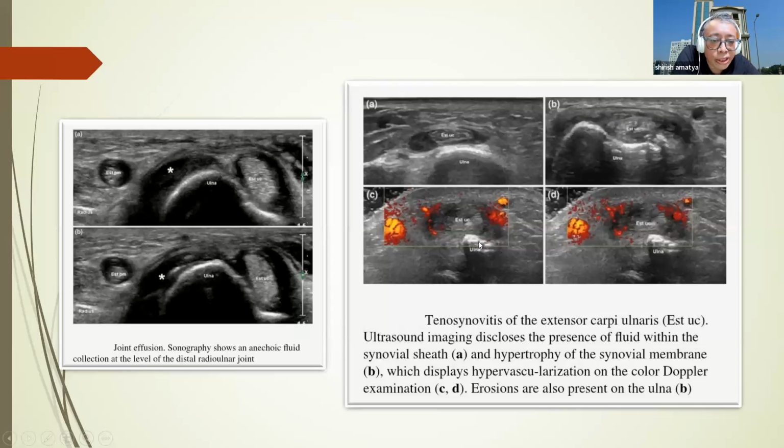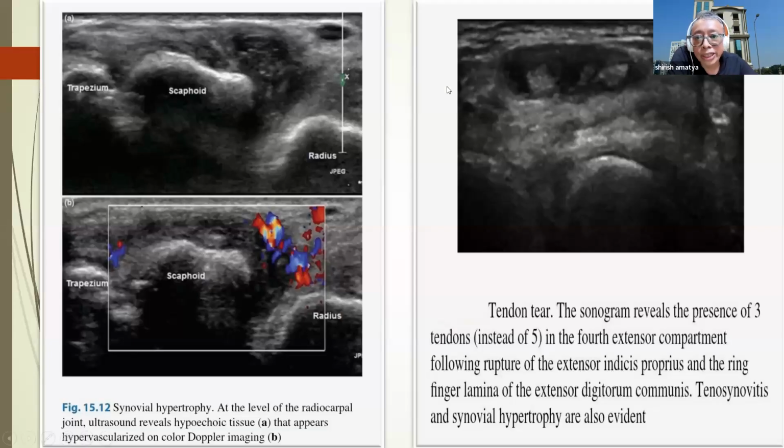And if you see very nicely, you can see the erosion in the distal part of the ulna, as in pictures C and D, you can see that the smoothness of the ulnar bone is lost. So you can also appreciate the erosion in the ulna, which is commonly seen in advanced rheumatoid arthritis ultrasound pictures. So this is another example of rheumatoid arthritis.